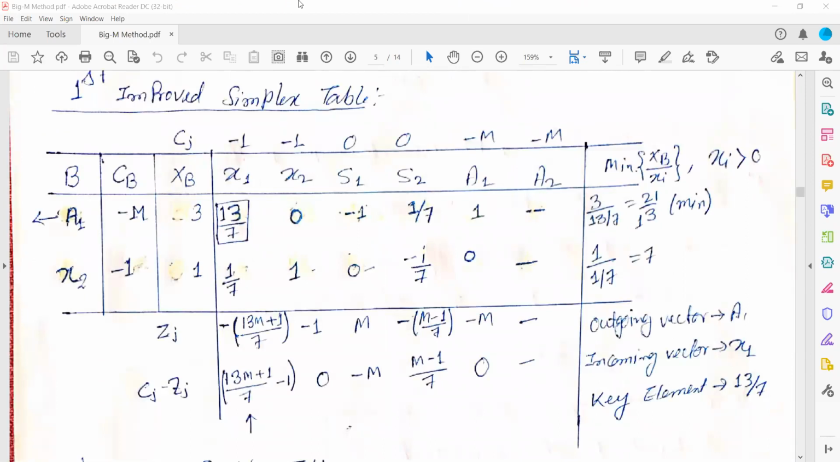So this one, I have divided the x2 coefficient, that is your -1 will be here, and then this whole row I have divided by what? Divided by 7. So this equation. Then this was the key element, the key element earlier in the earlier simplex table.